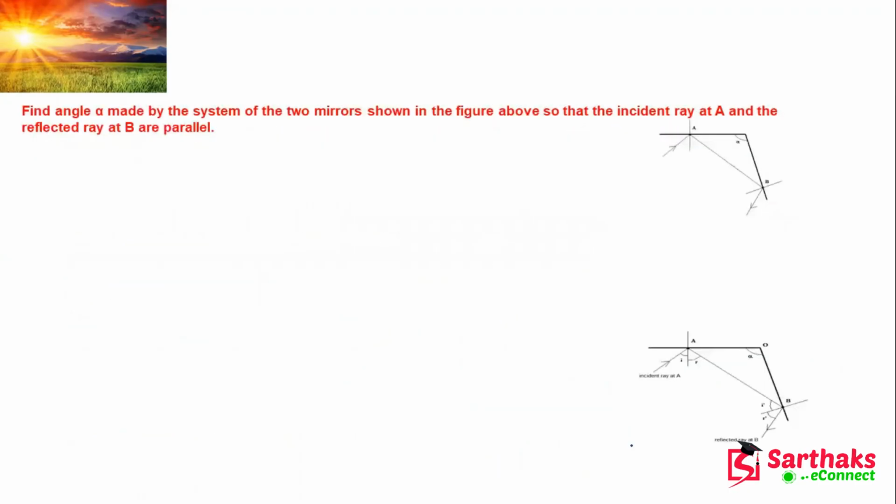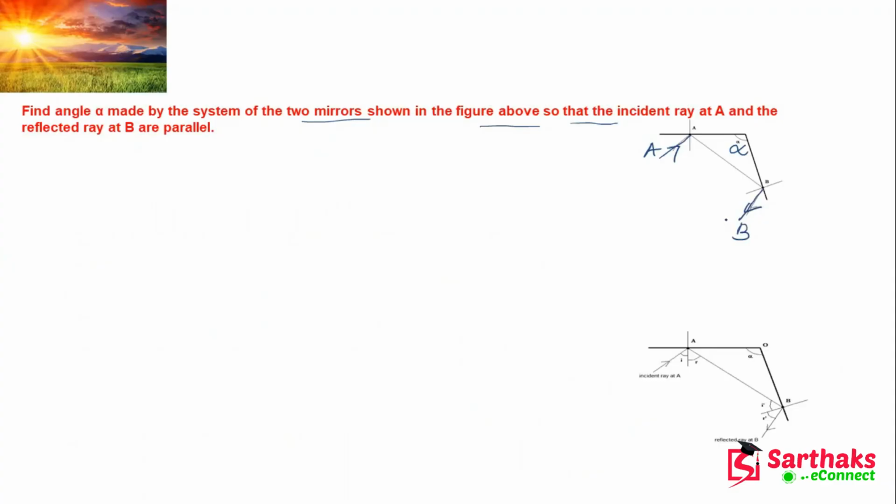Next, find the angle alpha. Where is the alpha? This is the alpha. Alpha made by the system of two mirrors in the figure above, so that the incident ray A and the reflected ray B are parallel. Here we first complete the given diagram with the angles of incidence and reflection as shown here, and also label the incident and the reflected rays.